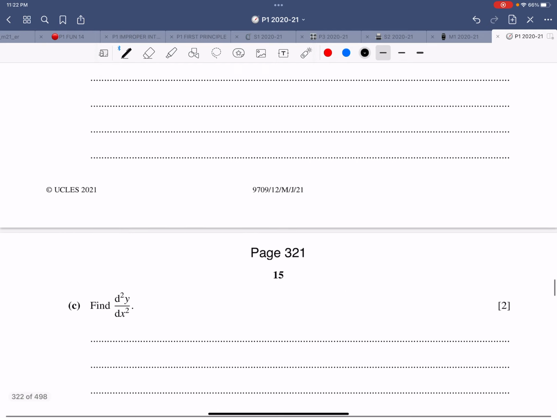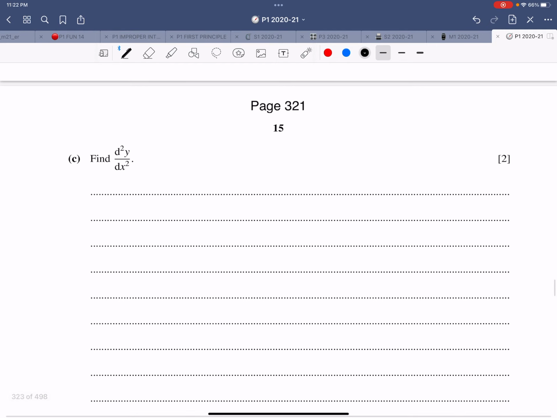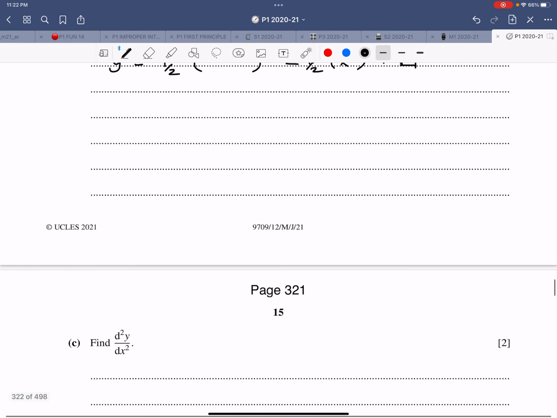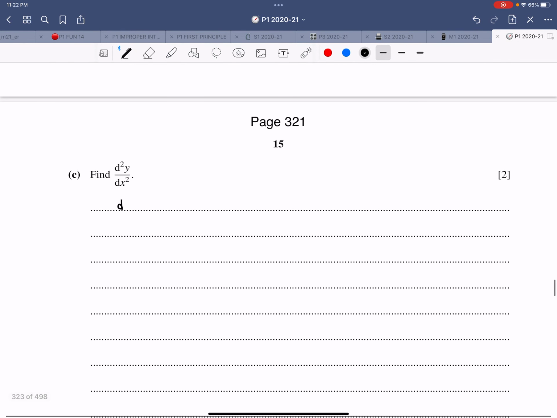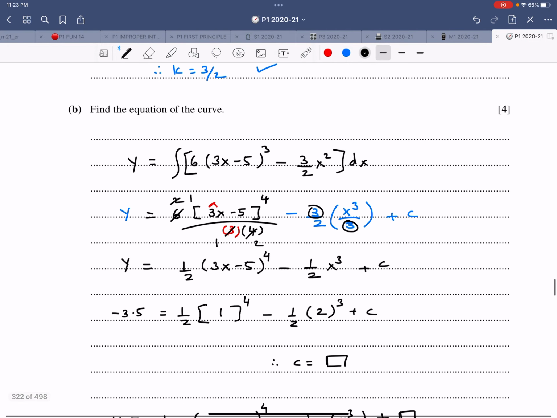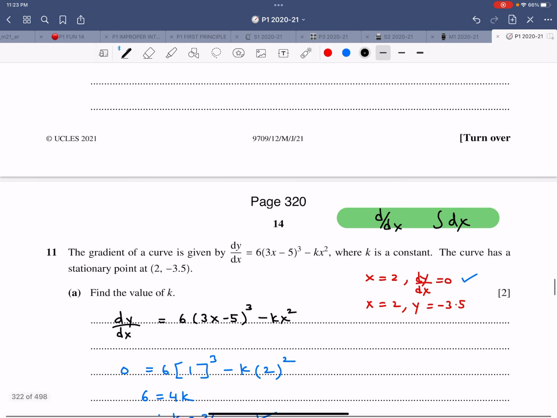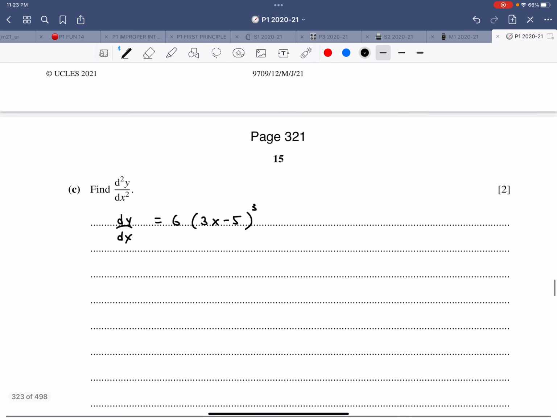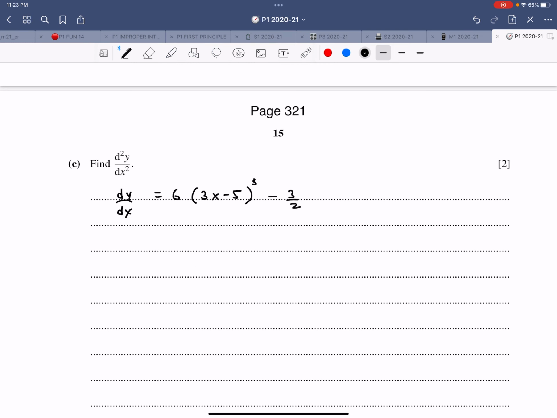Next part, find the second derivative. Now dy by dx is 6 3x minus 5 whole cube. And what else is there? Minus 3 over 2 x square. Let me double check. k is this and k has a negative sign before that. Minus 3 over 2 x square.